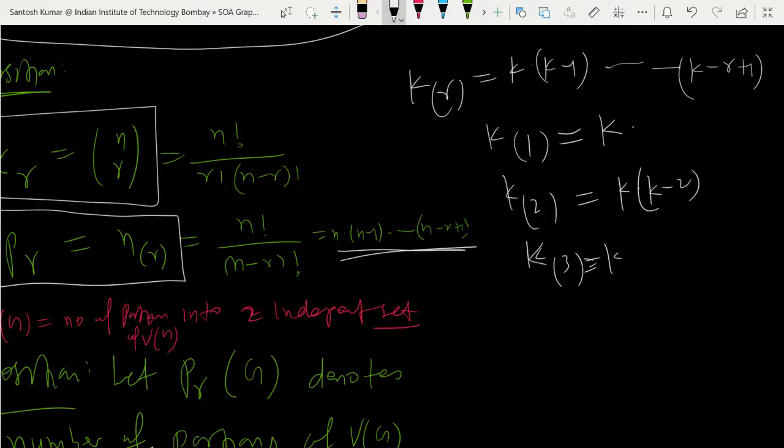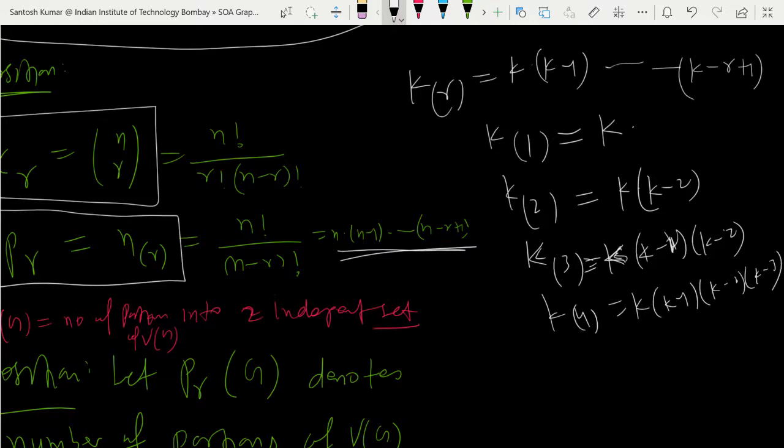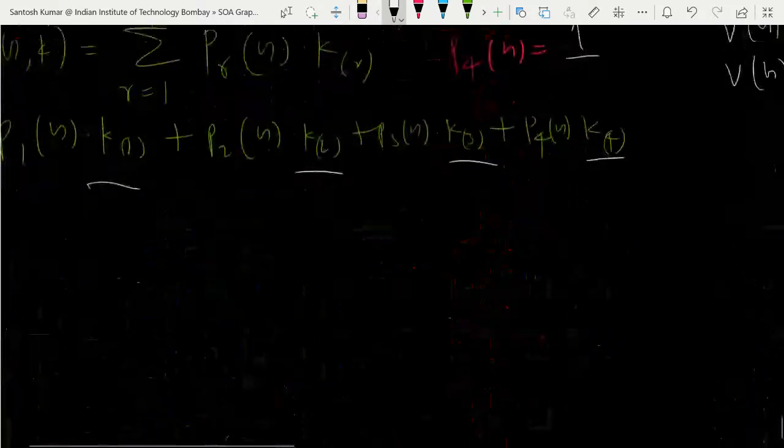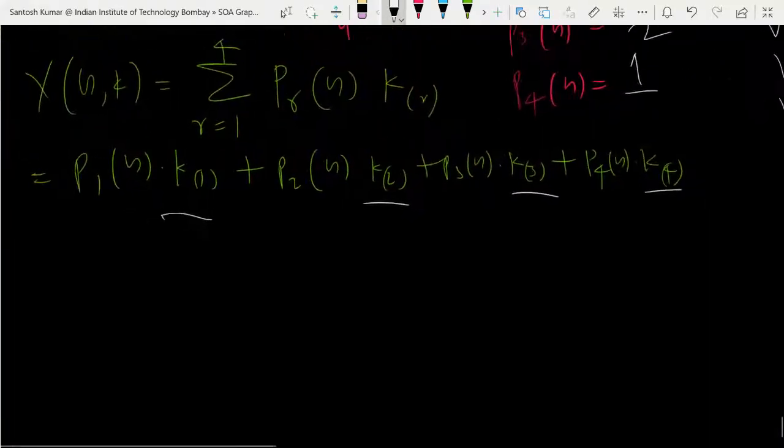The permutation of k objects taken three at a time: k, k minus 1, k minus 2. K4, if you write, is k, k minus 1, k minus 2, k minus 3. Are you getting it? So permutation of k objects taken four at a time. So four I am taking. Just put it into this, and let's see what happens.